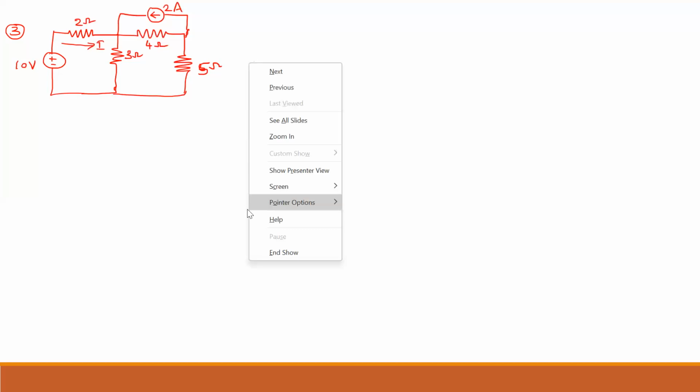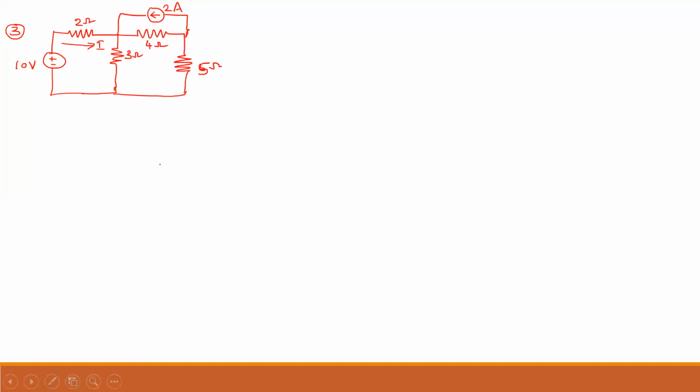So as we already discussed, whenever you observe a circuit, first you have to observe whether the given sources are practical sources or ideal sources. If you observe, these two are practical sources. This is one practical source, because it is a current source with a parallel resistor, and this is one more practical source, a voltage source with a series resistor.